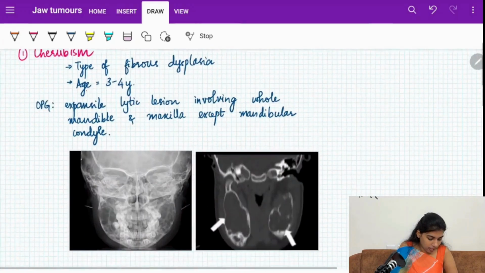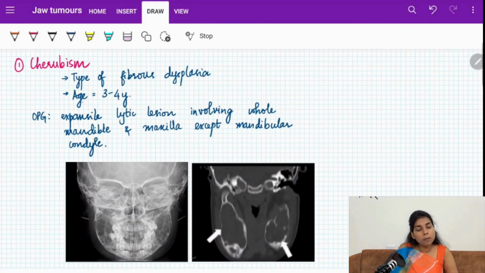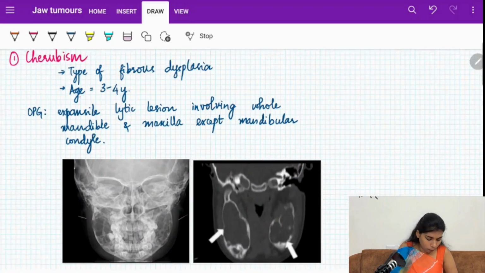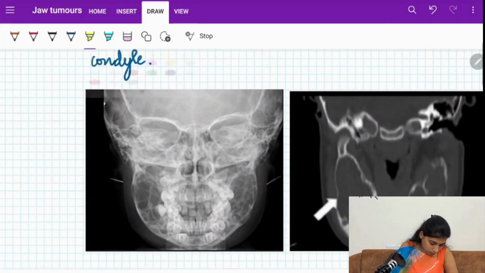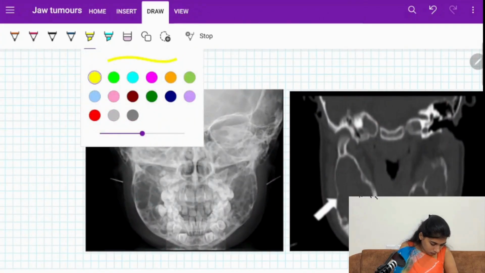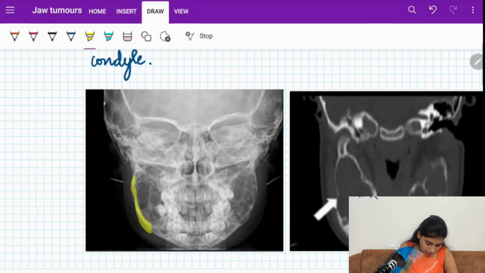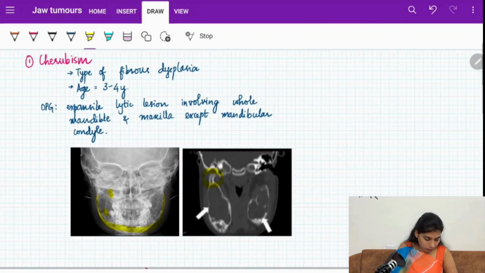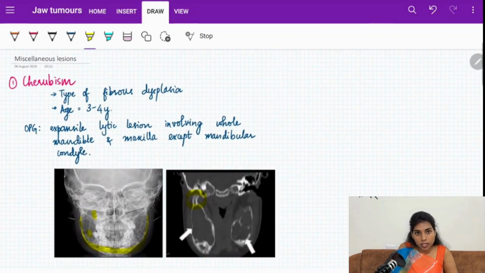Then we come to the last lesion in this category, that is cherubism. Cherubism is a type of a fibrous dysplasia which is most commonly seen in children. On an OPG, we can see that it is an expansile lytic lesion involving both the mandible and the maxilla except the mandibular condyle. This is very important. It is except the mandibular condyle, right? Now we are done with this set of lesions, that is radiolucent, non-odontogenic with well-defined margins.